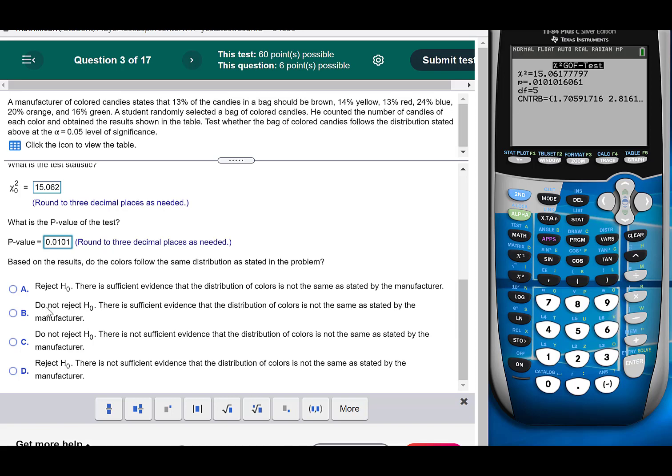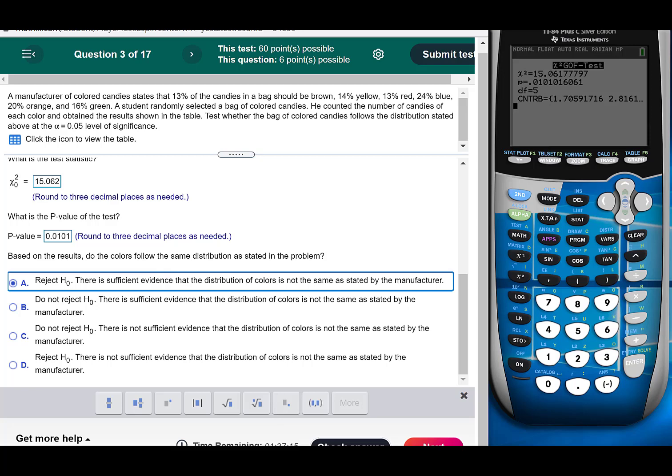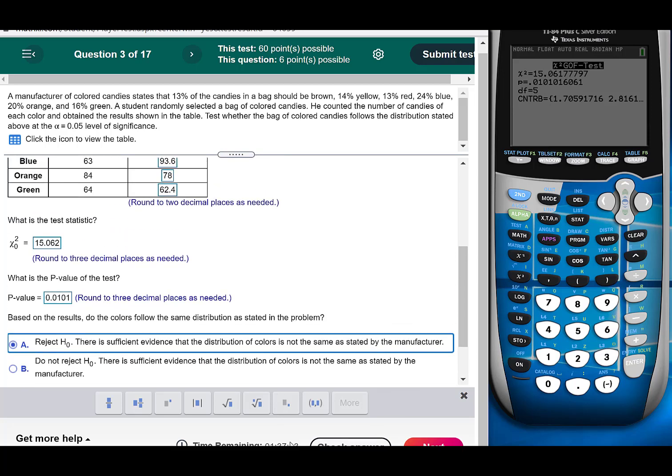Oh, we reject H0. Do not reject H0. Okay, I was looking for options. It seems to me like this is the only option, which is good. So we reject H0, and there is sufficient evidence that the distribution is not the same as stated by the manufacturer, because we are rejecting the manufacturer claim. Okay, so that is number 2.